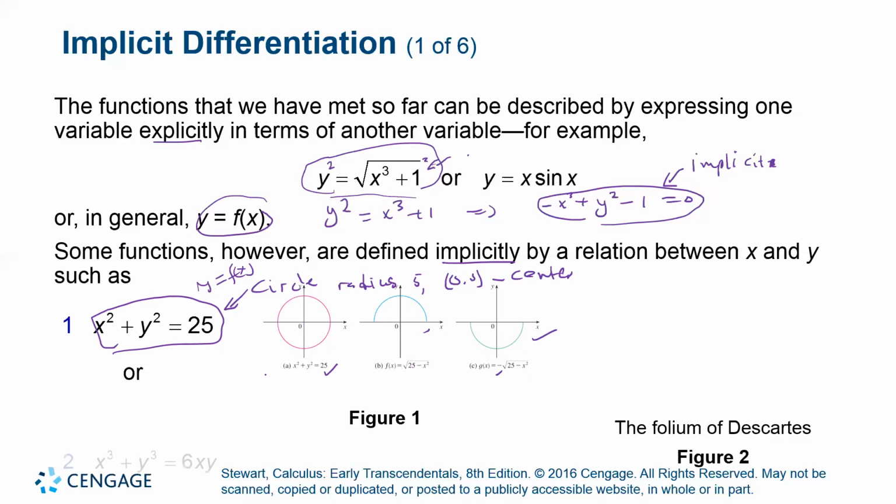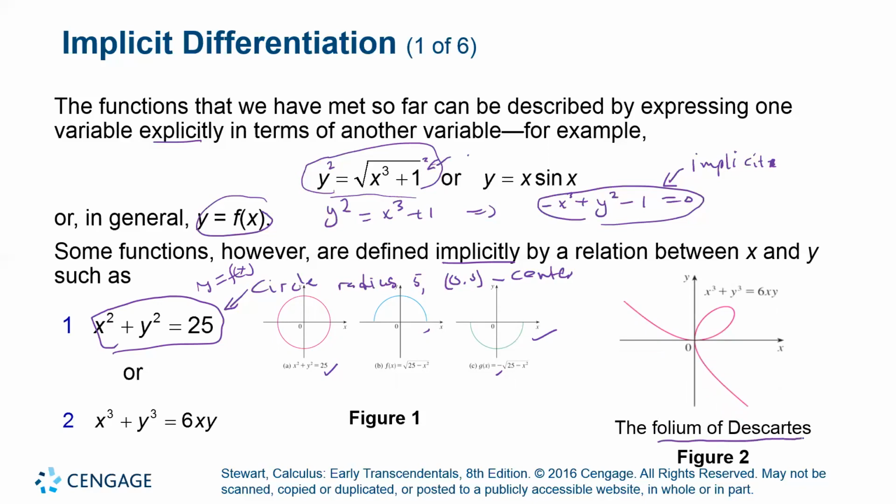Another example is x cubed plus y cubed equal to 6xy. This function is called the Folium of Descartes, and this is how it looks. Such a function is hard to solve for y, especially since you have y on both sides of the equation. So that's why it is important to know how to differentiate implicitly.